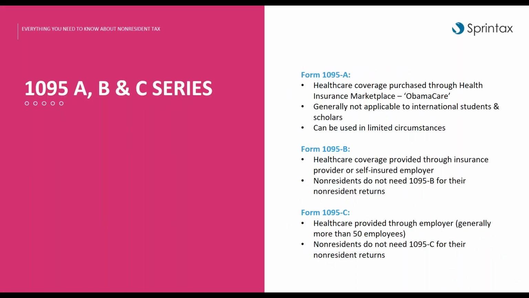So next up then are forms 1095 A, B, and C series. And again, these documents won't be applicable to you. If you've received any of these documents, it relates to how you received your healthcare, but you cannot use them towards your non-resident tax return. So Sprintax again will not ask you about them.